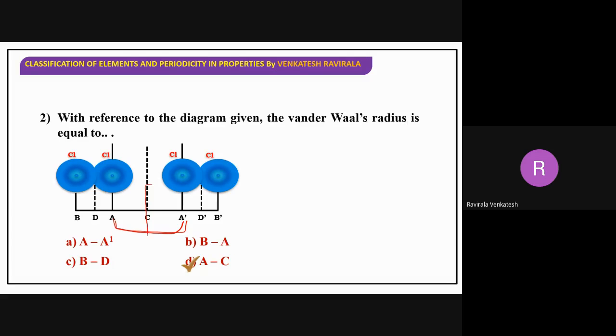Half of the distance, how much will it be? Half, so what will it be? A dash C, or otherwise AC. Either AC or A dash C, both will be the answer. When I draw it, it is very simple, or not? Correct or not? See, this is a distance actually. If they ask for distance, it will be ACA. But the radius will be either AC or A dash C.